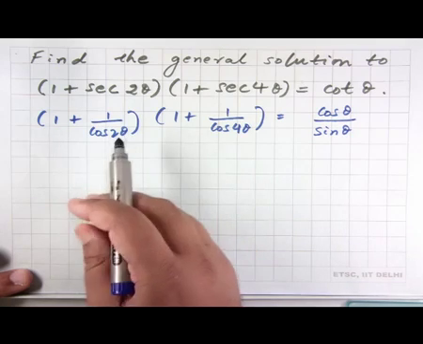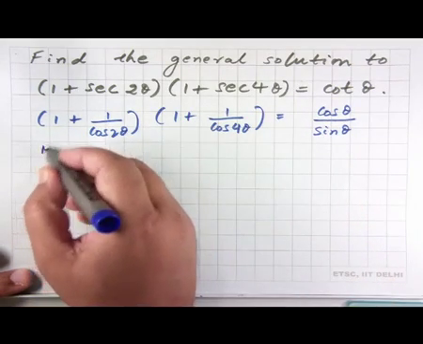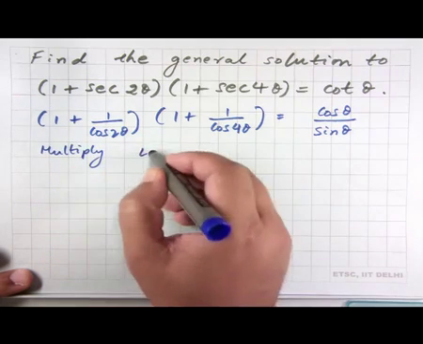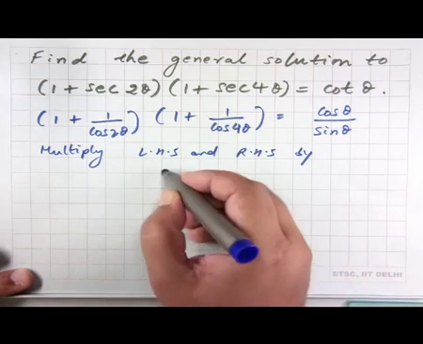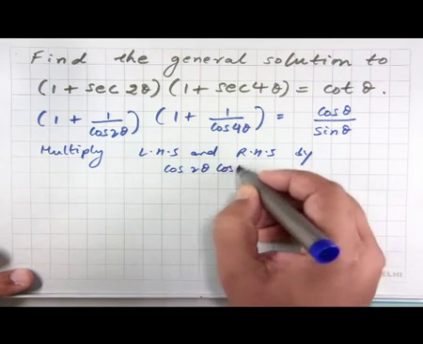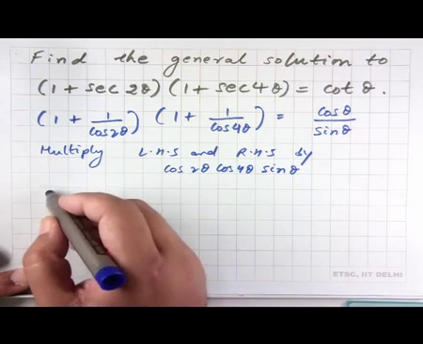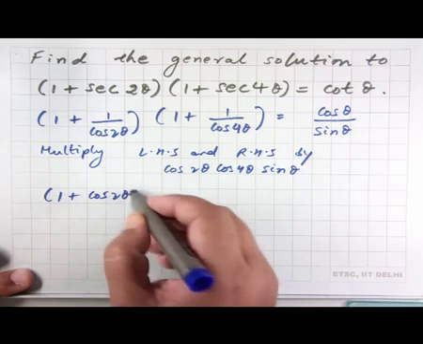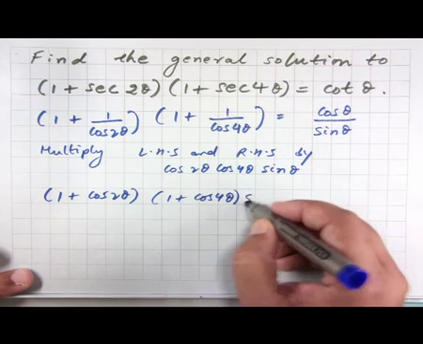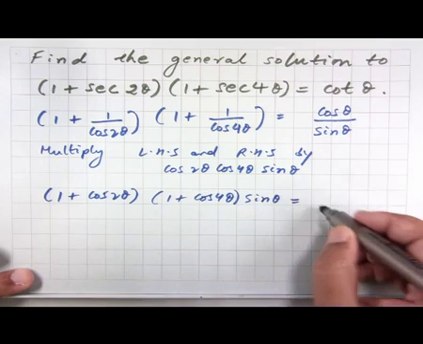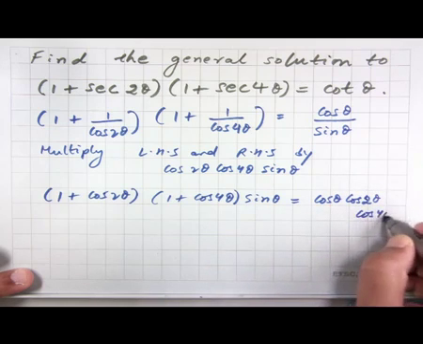and then we multiply both the left hand side and the right hand side by cos 2θ times cos 4θ times sin θ. So what we end up getting is (1 + cos 2θ)(1 + cos 4θ) times sin θ equals cos θ cos 2θ cos 4θ.